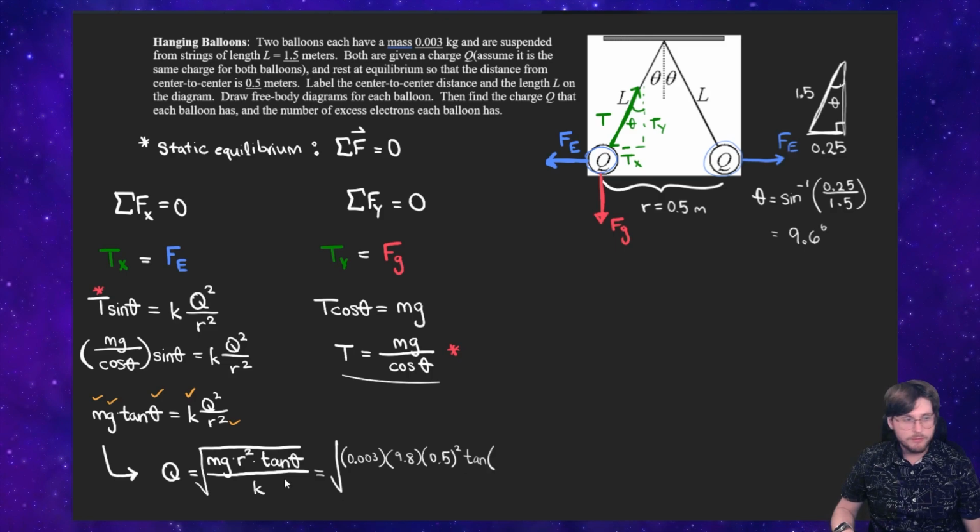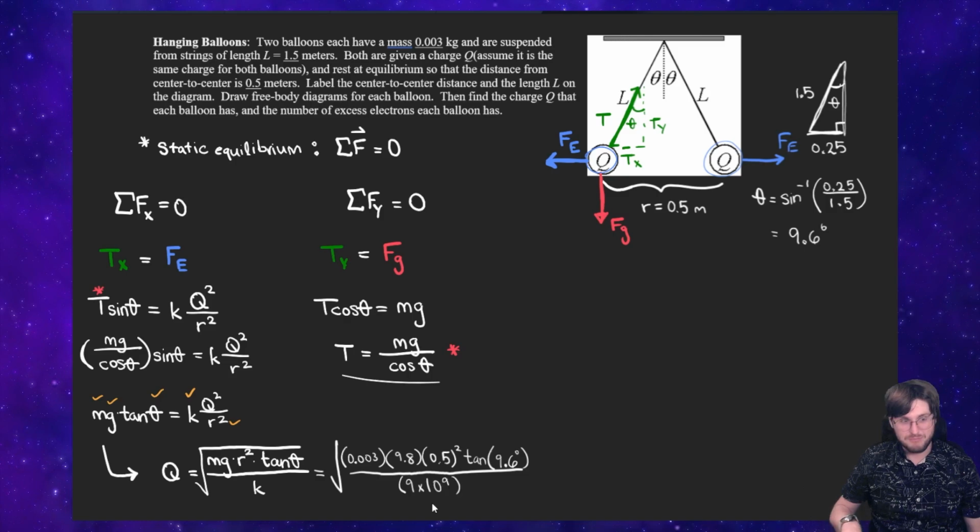So back over here, we're going to plug in tangent of 9.6 degrees, and then all of that junk on the numerator is divided by Coulomb's constant, k, which is 9 times 10 to the 9 units.